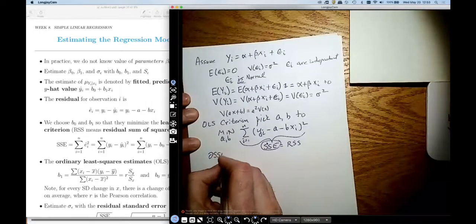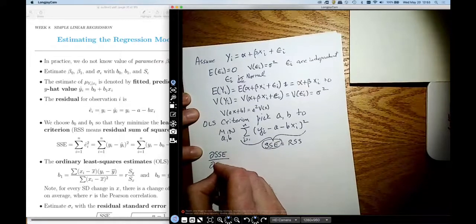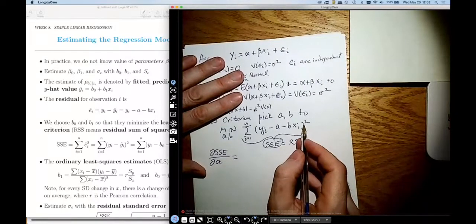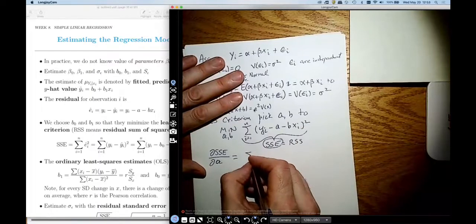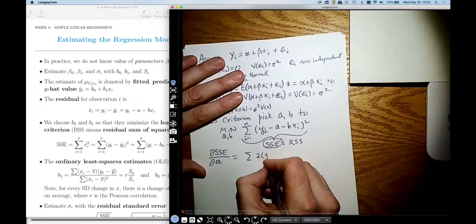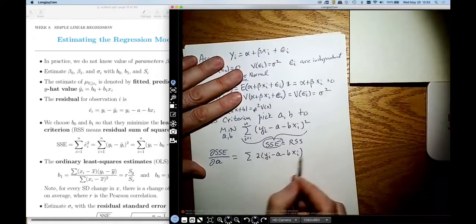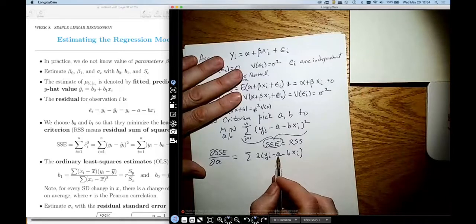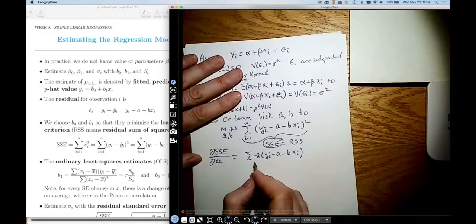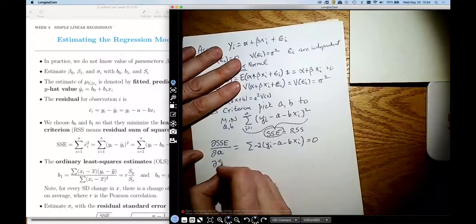What is the partial of this SSE with respect to, let's start with alpha, A. And so if I take the derivative of this, I can use my product rule. So this is going to be the sum of, well, 2 times y sub i minus A minus B x sub i. Now I have to take the derivative of the base. I'm using the chain rule. So what is the derivative of negative A with respect to A? It's just minus 1. So that's going to be my first partial derivative, and we're going to set this equal to 0.